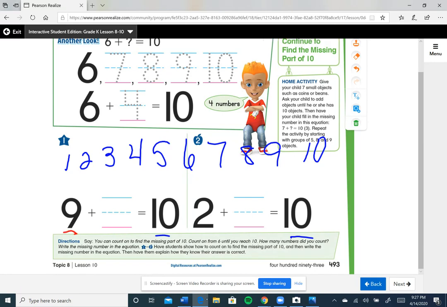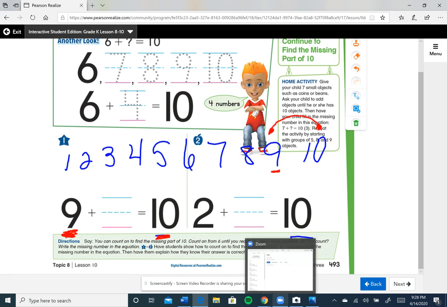So, I have 9. So that's where I'm going to start, right on 9. How many jumps, or numbers am I going to move to the right or up because we're going bigger? How many jumps am I going to make to get from 9 to 10? Okay, I'm starting right here, and I need to get right here.